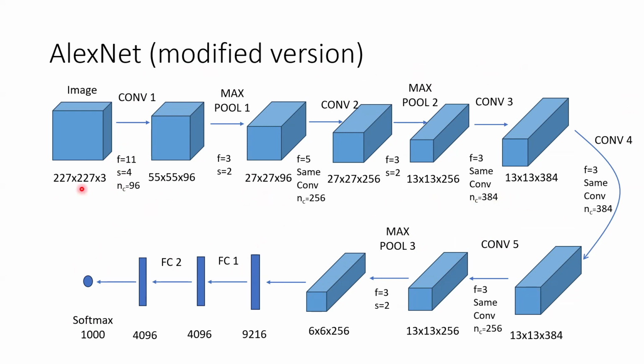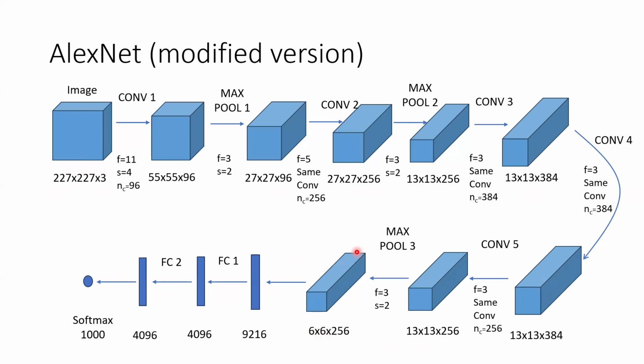And here also you can see that the image size has reduced. 227 by 227 is reduced to 55 by 55, to 27 by 27. Then it remains the same, 27 by 27, and reduces to 13 by 13, remains the same, 13 by 13, 13 by 13, then reduces to 6 by 6.